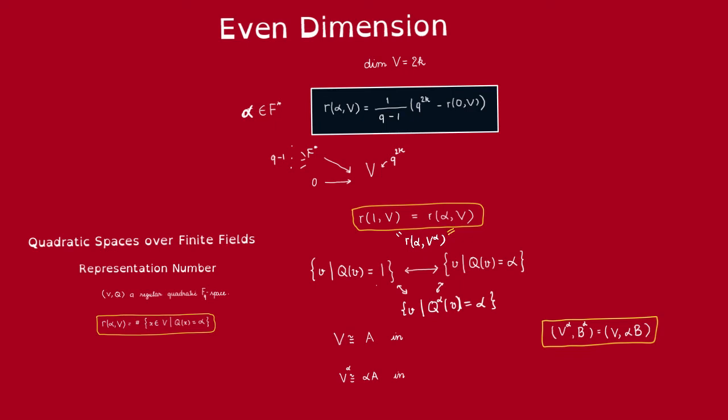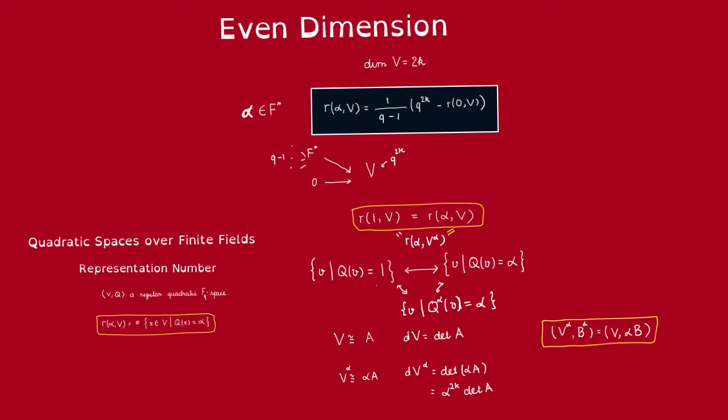And to that end, it suffices to just show that V and the scale space are isometric. But these are quadratic spaces over a finite field, and we know how to classify all such spaces. It's by dimension and discriminant. These spaces have the same dimension, so the only thing we need to check is that they have the same discriminant. Now what are their discriminants? Well, the discriminant of V is just the determinant of A. The discriminant of V alpha is the determinant of alpha A, and no, that's not equal to alpha times the determinant of A. Remember, that should be alpha to the 2k times the determinant of A.